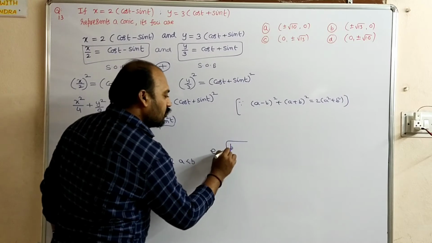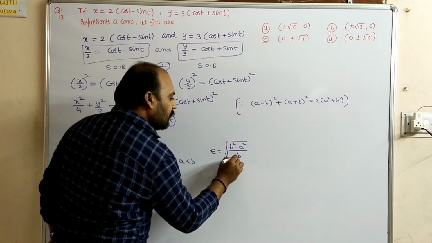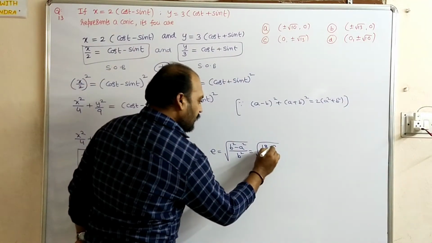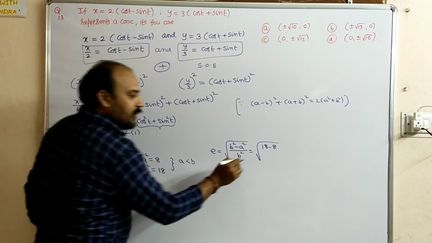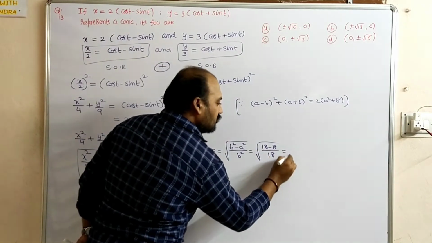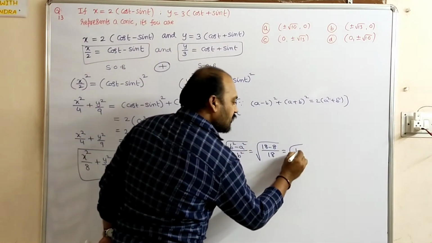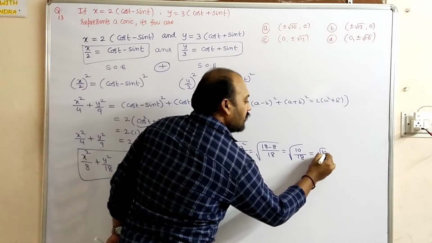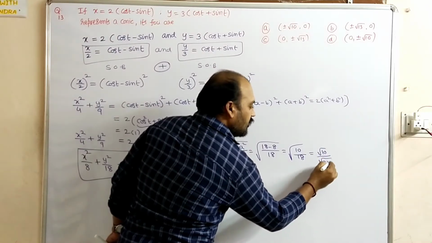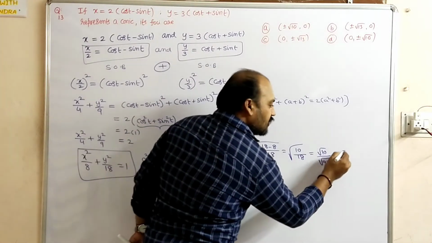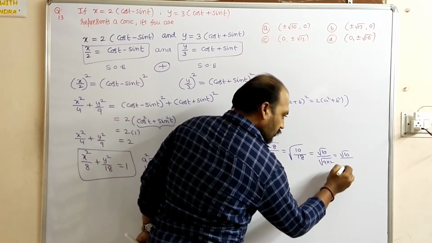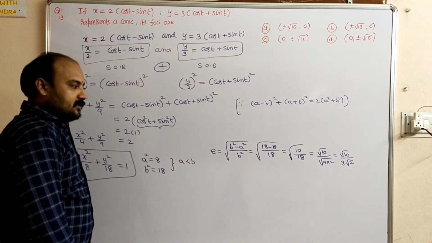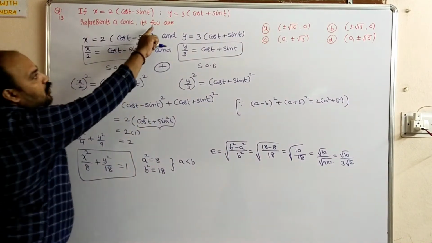So e is root of (b square minus a square) divided by b square. So square root of (18 minus 8, where a square is 8) divided by 18, which is equal to square root of 10 divided by root 18. So root 10 divided by root of 9 into 2, we can write it. So root 10 divided by 3 root 2. This is about eccentricity. But we need to calculate foci.